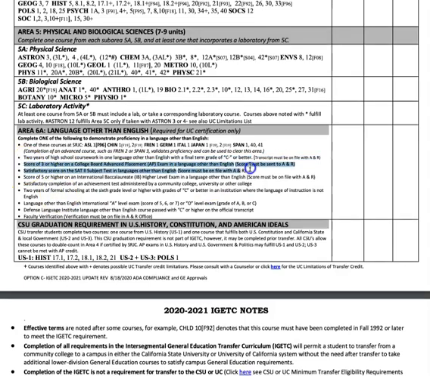Another option to satisfy what we call LOTE, that's just a little acronym for that, is by having a 3 or higher on an approved AP score in a language other than English. Have to have that score on file. If you took an SAT 2 subject test, also needs to be on file. If you have a score of 5 or higher on an IB exam.